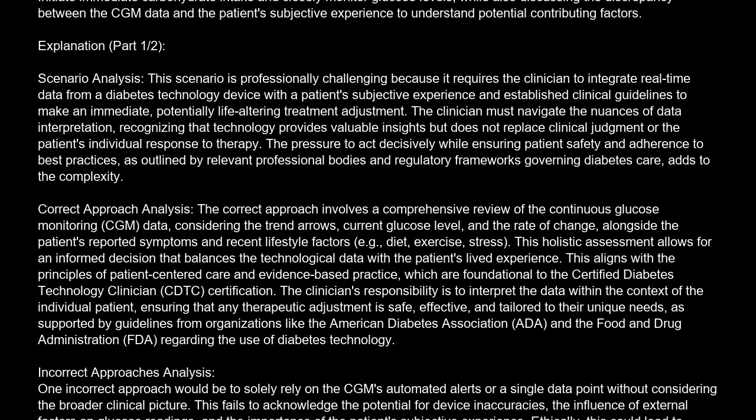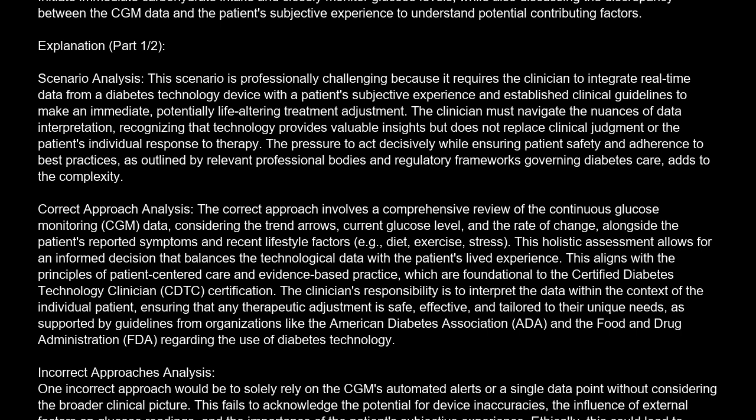Explanation. Scenario analysis. This scenario is professionally challenging because it requires the clinician to integrate real-time data from a diabetes technology device with a patient's subjective experience and established clinical guidelines to make an immediate, potentially life-altering treatment adjustment. The clinician must navigate the nuances of data interpretation, recognizing that technology provides valuable insights but does not replace clinical judgment or the patient's individual response to therapy.